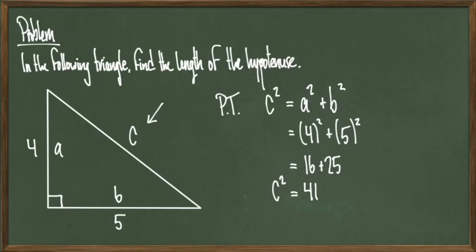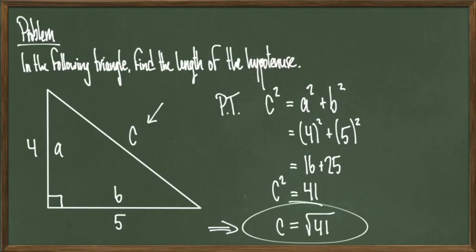Now all I have to do is take the square root of both sides to find that C is equal to square root of 41. I did choose this problem on purpose because even though I have the sides A and B coming out to integers, it doesn't mean that my hypotenuse is always going to be an integer. Sometimes you get a number that isn't so nice, like the square root of 41. That doesn't mean you did anything wrong, it just means that sometimes numbers aren't nice.